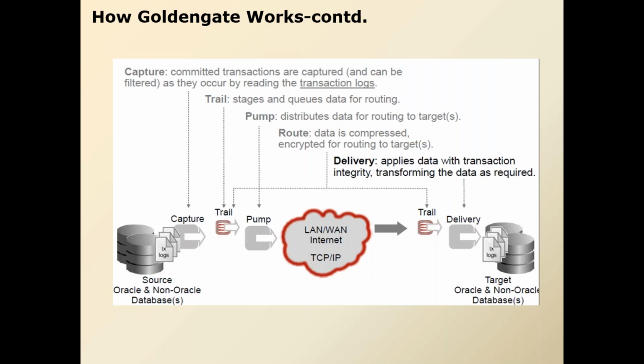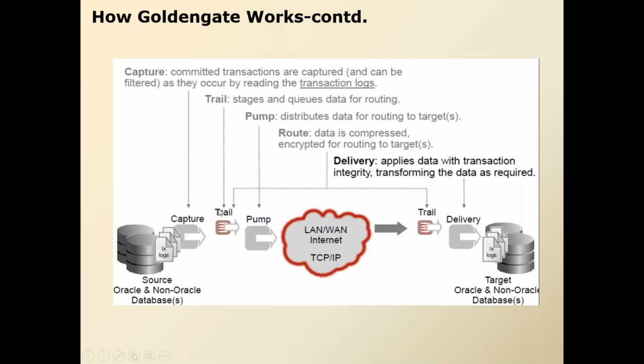You have a source database and a target database. On the source database, whatever changes the application makes are written to the transaction logs. Now there is the GoldenGate extract process which you configure. Once it is configured, it reads the data from the transaction logs and captures the committed transactions. Once the transactions are captured, it writes them to the local trail file.